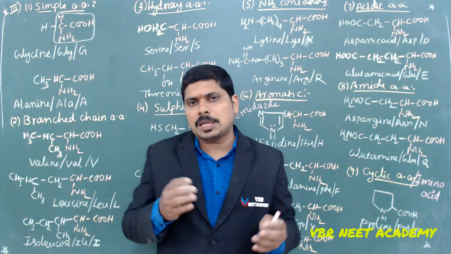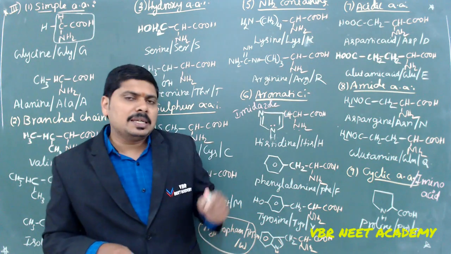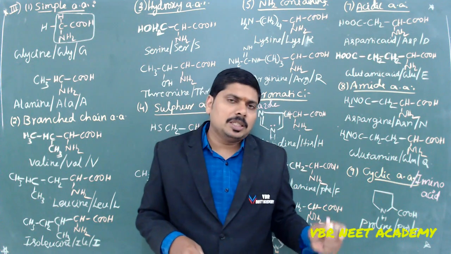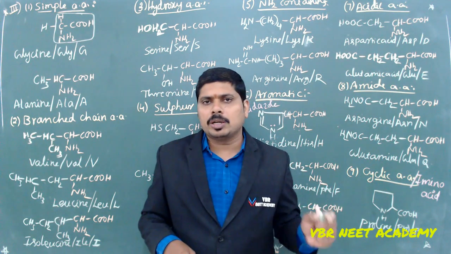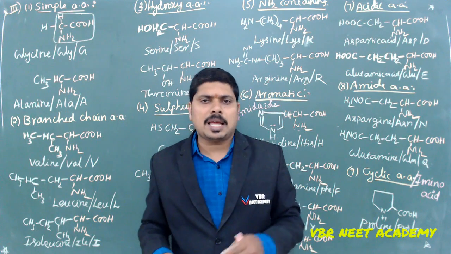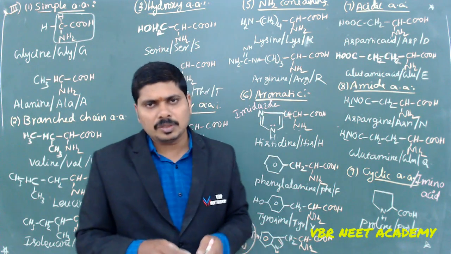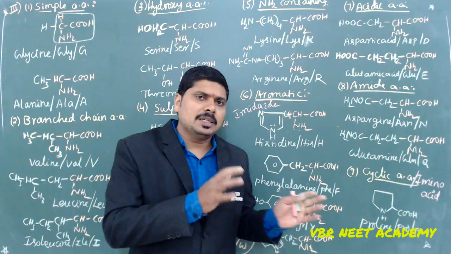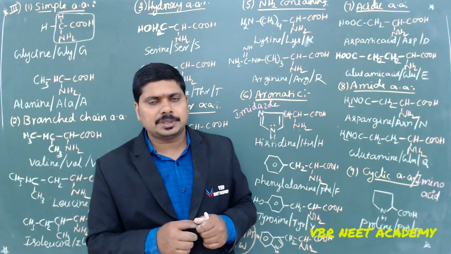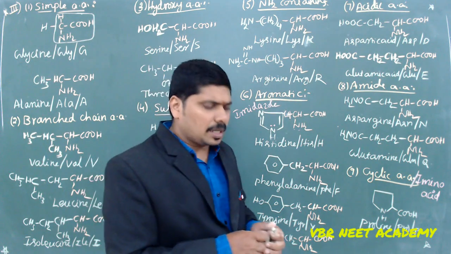If you are supposed to supply through diet, we call them essential amino acids. If you are not supposed to supply, we call them non-essential amino acids. We have 10 essential and 10 non-essential.